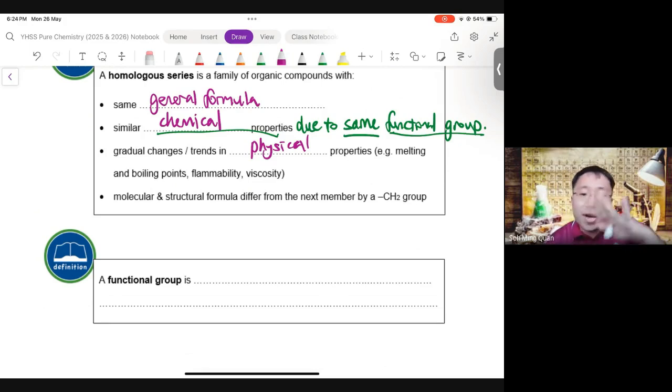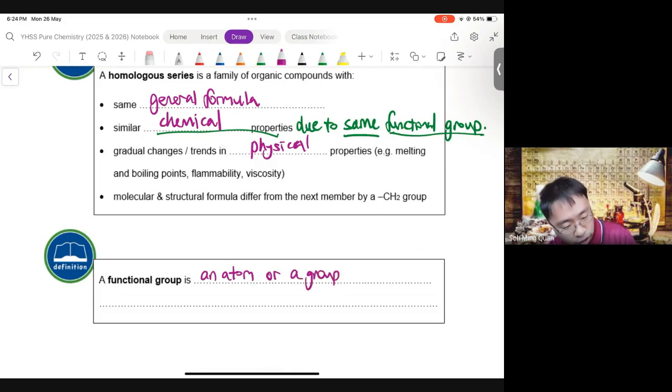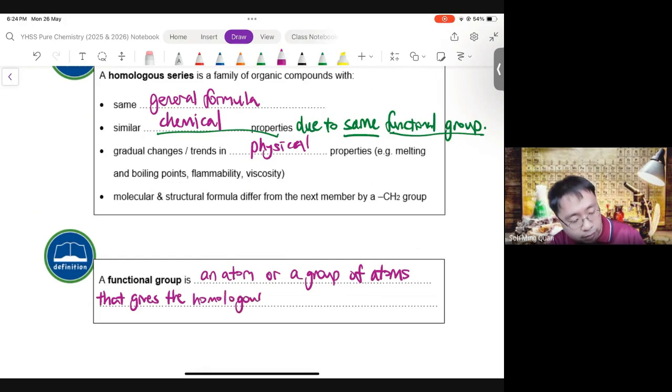So just now we mentioned OH, alcohol, COOH, carboxylic acid. So those are functional groups. You see the group, you know it's an alcohol. You know it's a carboxylic acid. So basically, a functional group is an atom, one atom, or a group of atoms like OH, COOH is a group, right? That gives the homologous series its characteristic chemical properties.